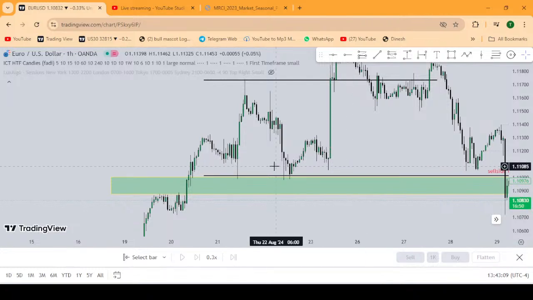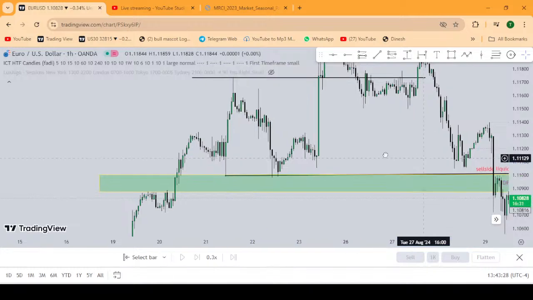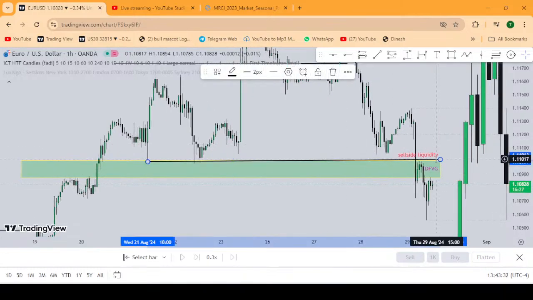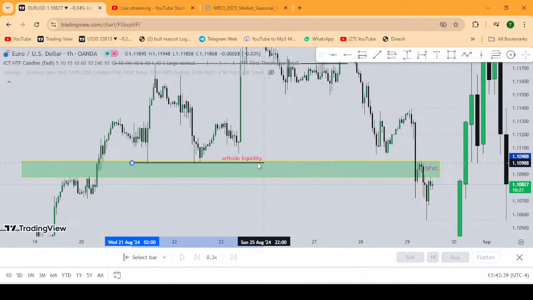So what happens? Let's go to the criteria we spoke about. When price fails to take this high we expect it to drop, then it does what? It takes this Wednesday low. You can clearly see this Wednesday low being taken from here. So if I can mark this Wednesday low clearly from here like this, you can see that price used sell side liquidity, which is Wednesday low, to pump to the upside. So what do we want next?